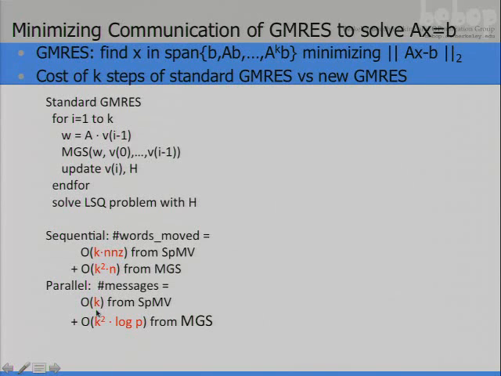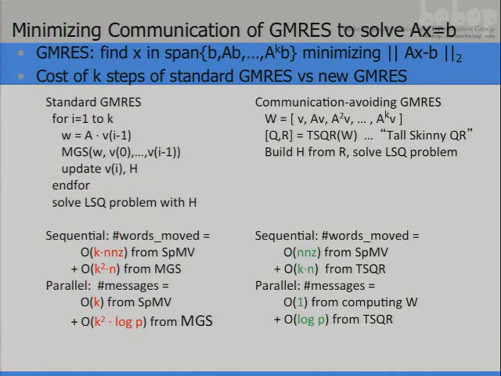In the sequential case, for each sparse matrix vector multiply, I've got to talk to my neighbors, so order k messages. And for all of these dot products in modified Gram-Schmidt, there's k squared dot products, so there's k squared log p messages. So that's the standard algorithm.